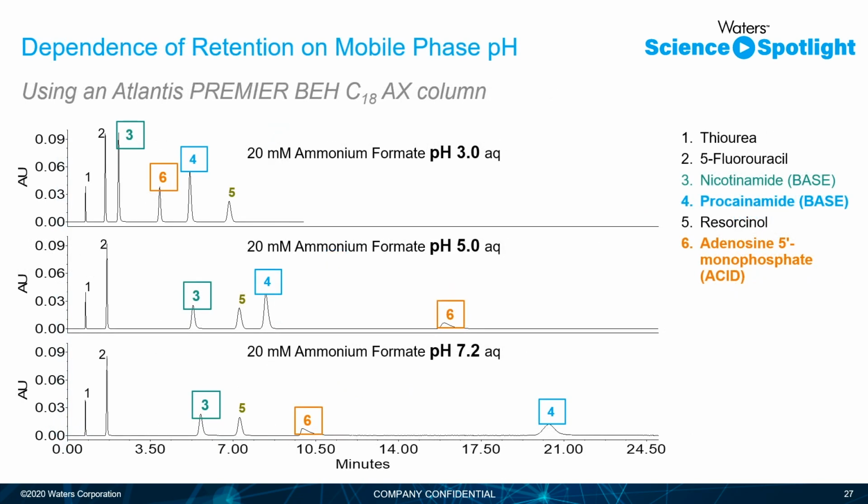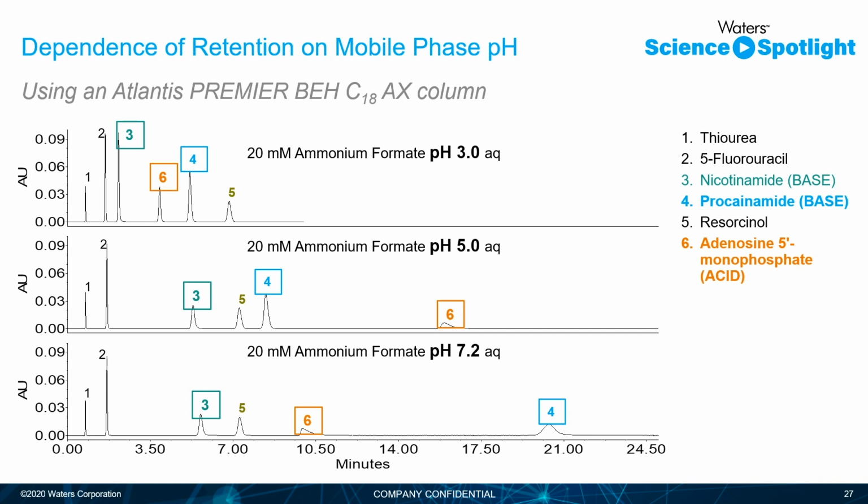If we look at this stationary phase and its dependence of retention on mobile phase pH, we get a slightly different story here. In this instance, we're using 20 millimolar ammonium formate for all three examples, but again, we're just manipulating the pH now. We're going from pH 3 to pH 5 to pH 7. I've highlighted three analytes here, two bases, nicotinamide and procainamide, and again, the acidic probe, adenosine 5-monophosphate.